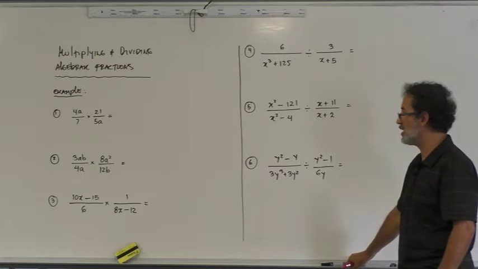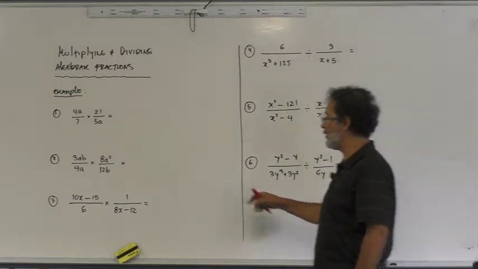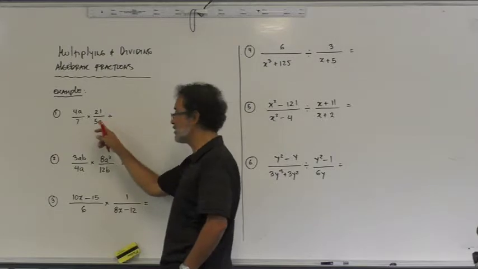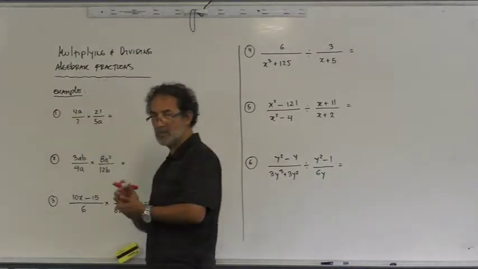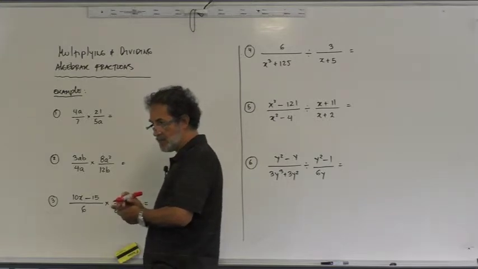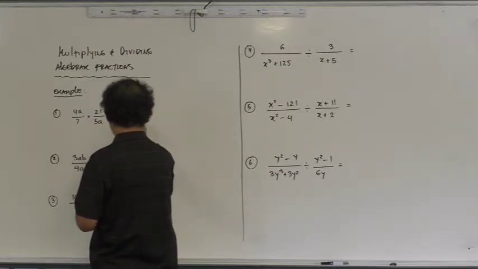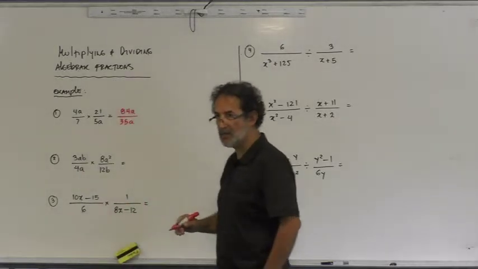We know that we can do this in many different ways, but the way that I always do it is we multiply right across. So you do 4 times 21. What's the answer? 84. So it's going to be 84a. And then 7 times 5 is 35, so it's going to be 35a. And you can see that we can simplify the a.